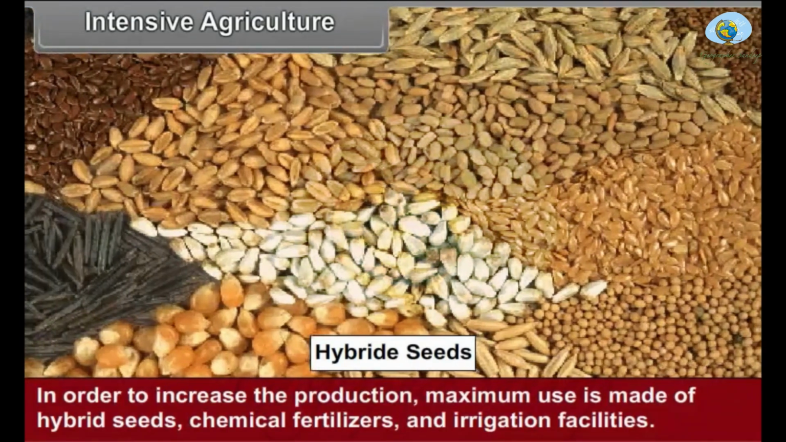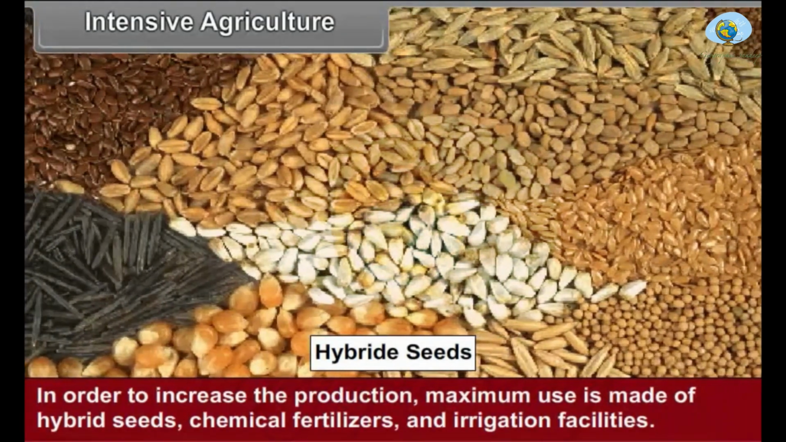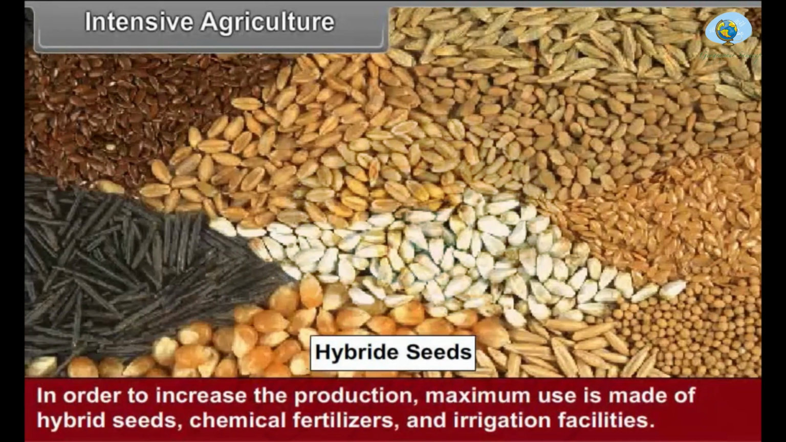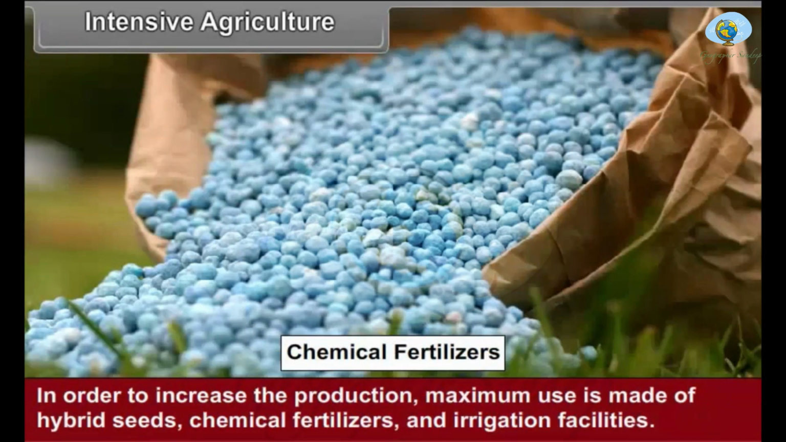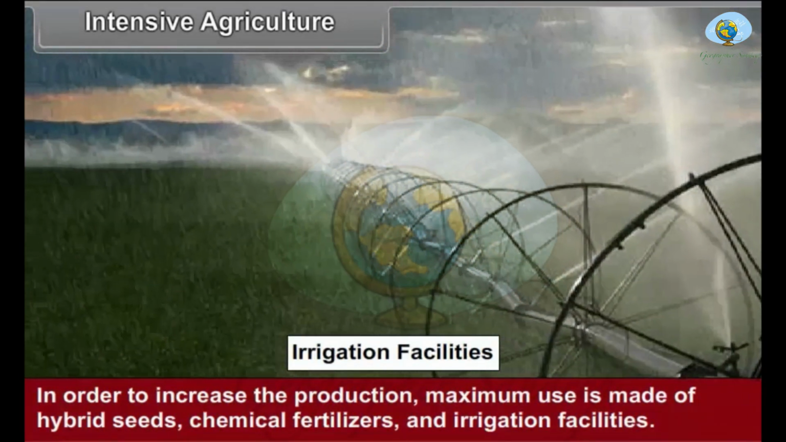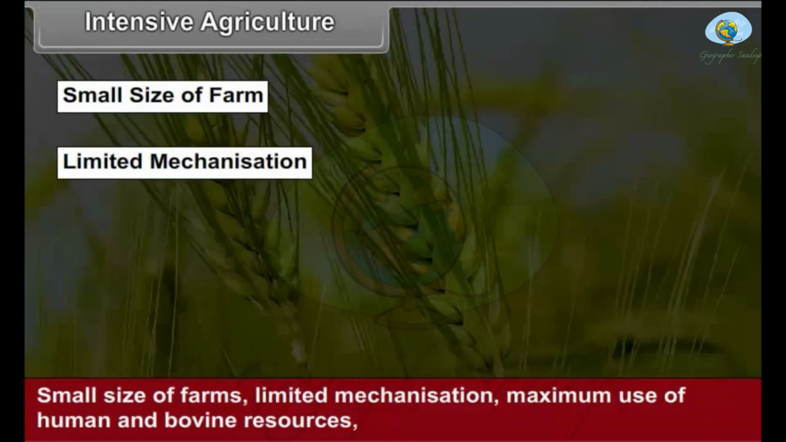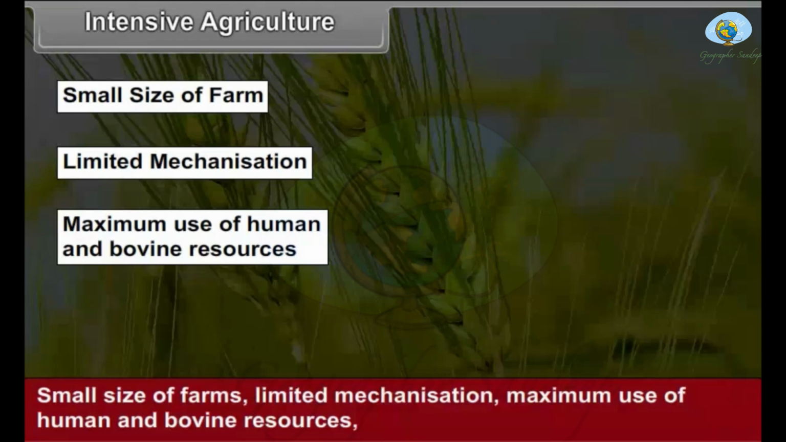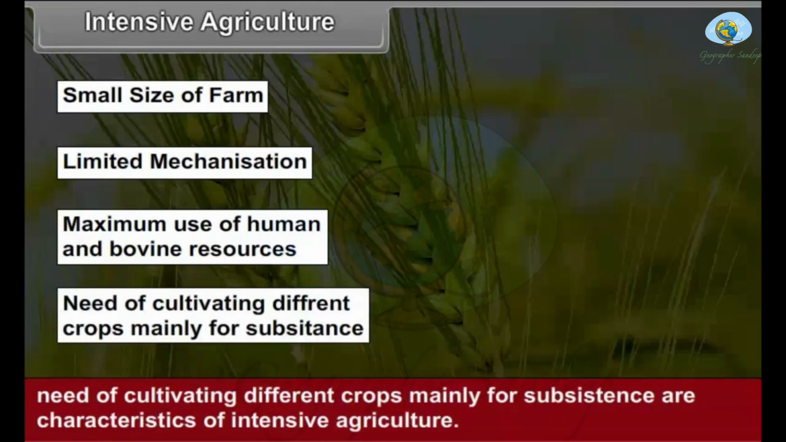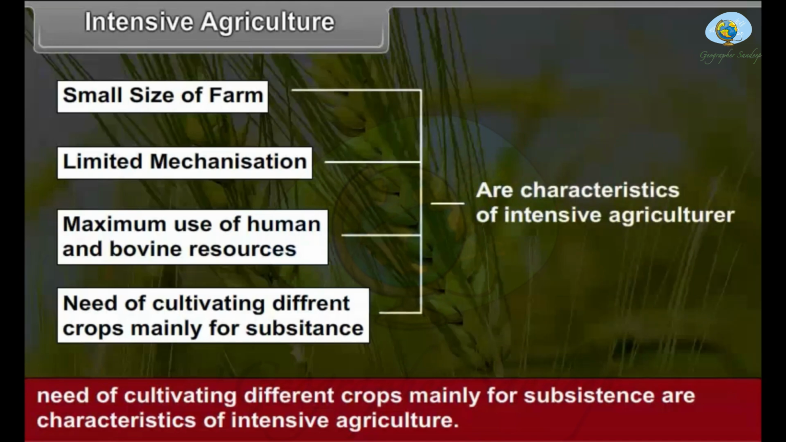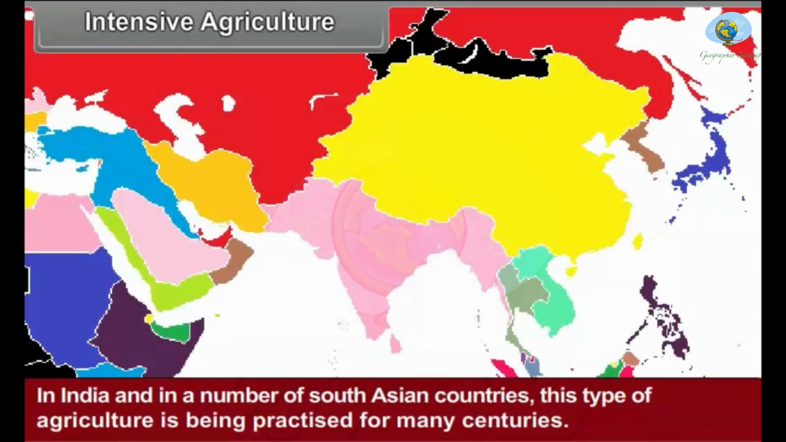In order to increase the production, maximum use is made of hybrid seeds, chemical fertilizers and irrigation facilities. Small size of farms, limited mechanization, maximum use of human and bovine resources, need of cultivating different crops mainly for subsistence are characteristics of intensive agriculture. In India and in a number of South Asian countries, this type of agriculture is being practiced for many centuries.